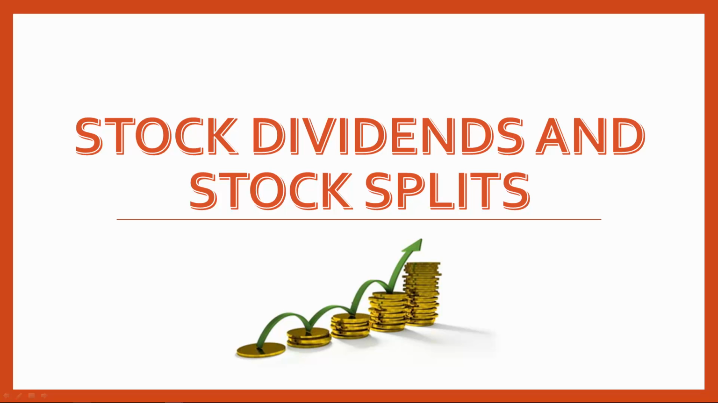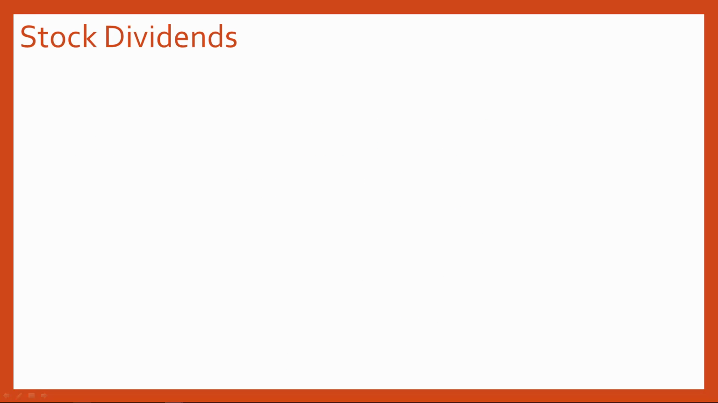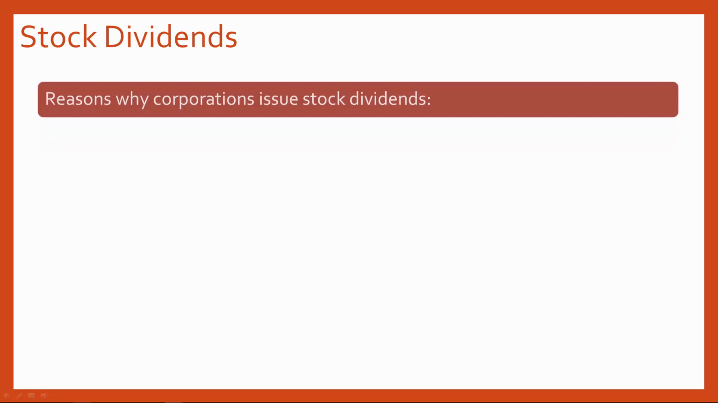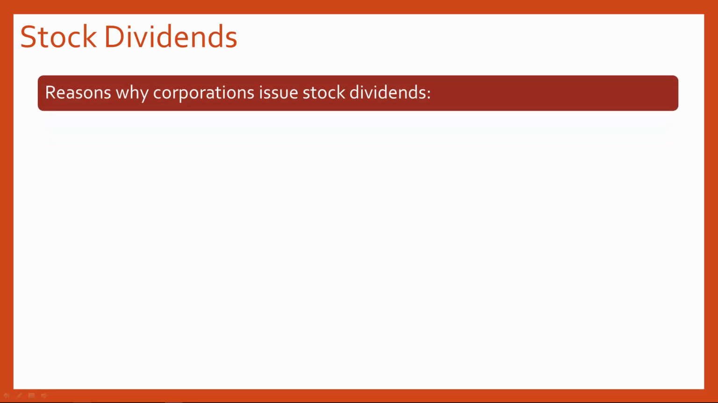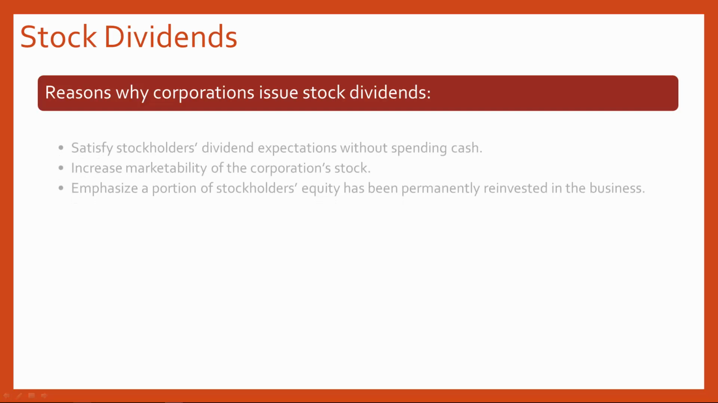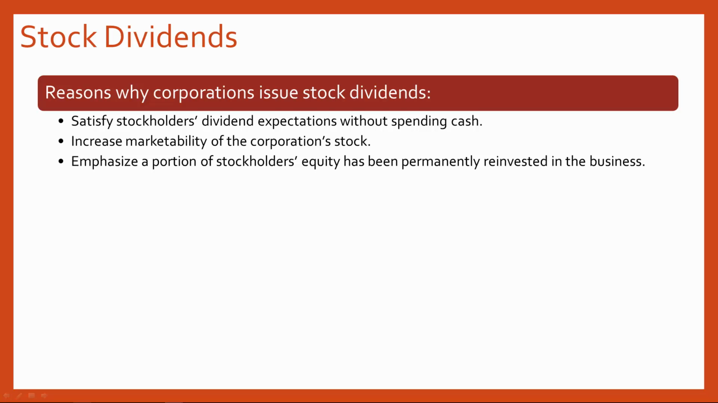Stock dividends and stock splits. A stock dividend is a form of dividend that is issued by a corporation instead of issuing cash dividends. The reason that corporations do this could be that they want to satisfy the stockholders' expectation of receiving dividends without spending actual cash. It also puts more shares out into the market, and if there are more shares out there, it can increase trading and increase marketability of those shares of stock.